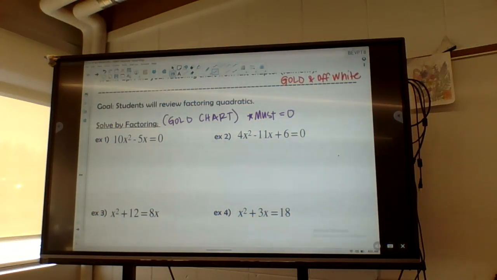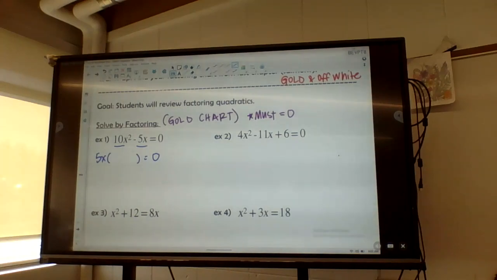All right, so this first one, we have to decide which type of factoring. It already equals 0, so that's good. But we look at these, this only has 2 terms. And remember with factoring, you should always look for a GCF first. So if I look for a GCF, these 2 terms have a GCF. There's a 5x that goes into both of them. So I'm going to take a 5x out.